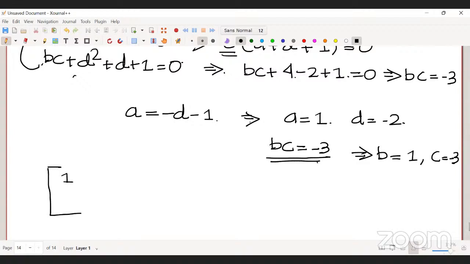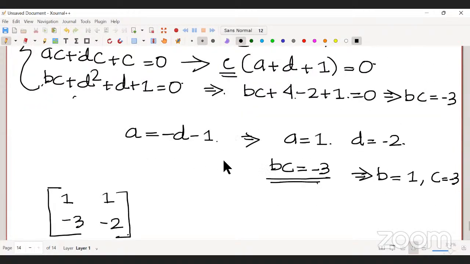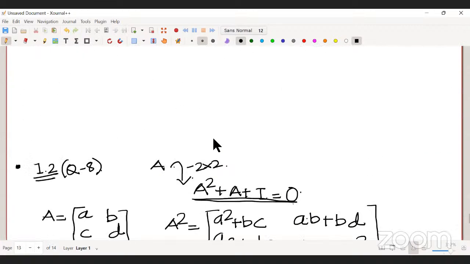1, -2. No, D is -1. Sir, how do we get the values of A and D from A equal to -D -1? No, we took two numbers that satisfy this condition. We are just satisfying this equation. Yes, correct. You can try with other numbers and check whether that matrix satisfies your original condition.